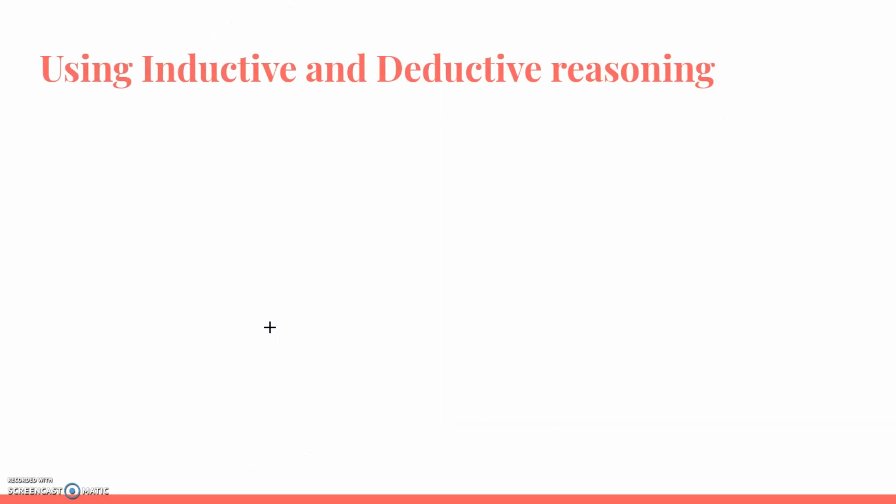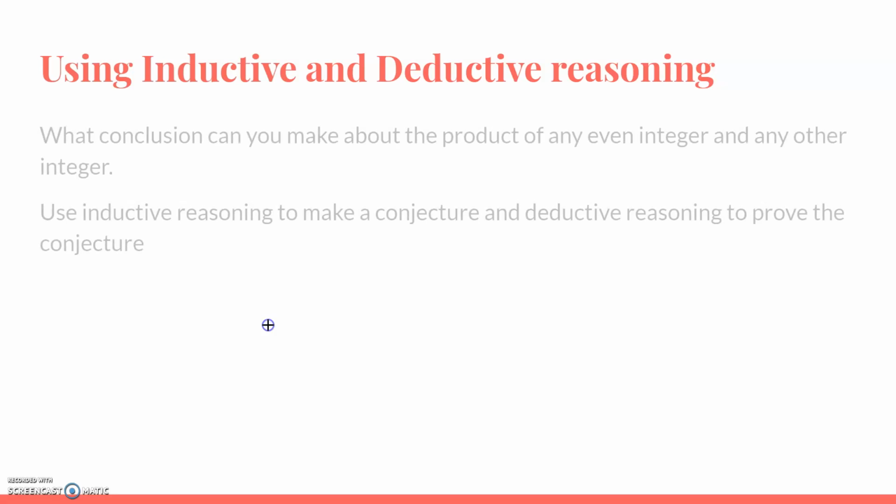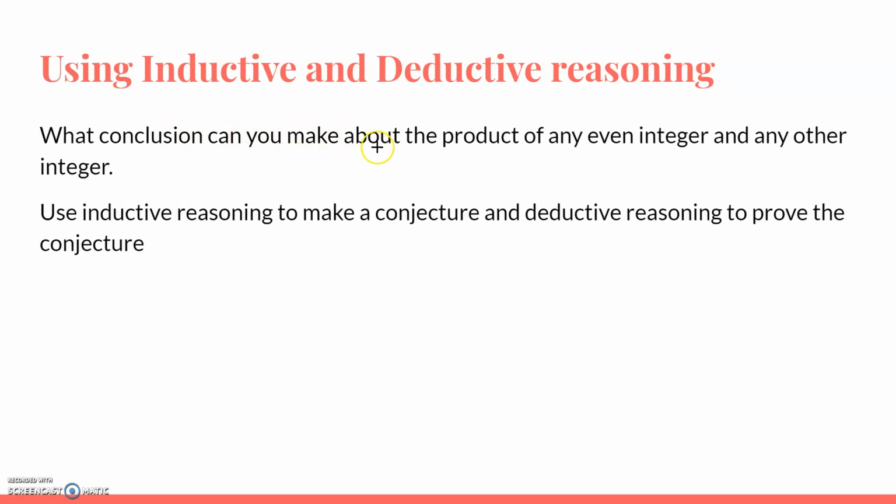Alright, so using inductive and deductive reasoning. What conclusion can you make about the product of any even integer and any other integer? Use inductive reasoning to make a conjecture, and then deductive reasoning to prove the conjecture. Pause the video, give this a shot, come back, and I'll give you the right answer. Alright, so now that you're back.